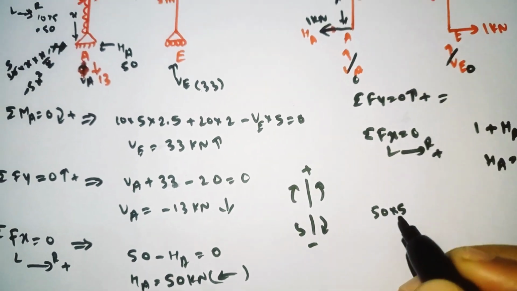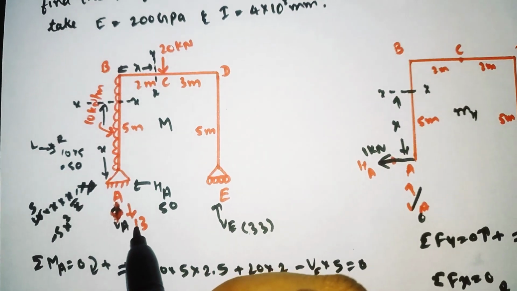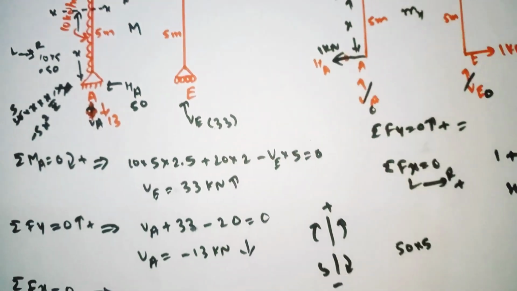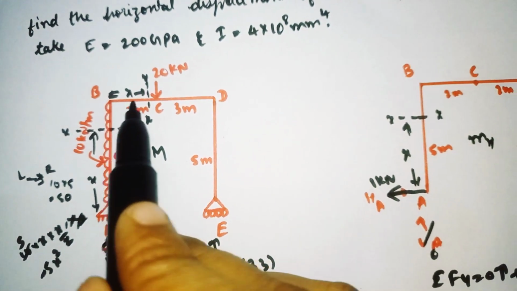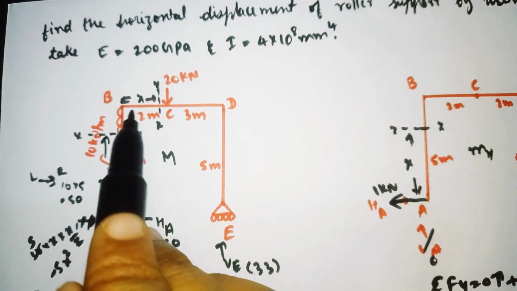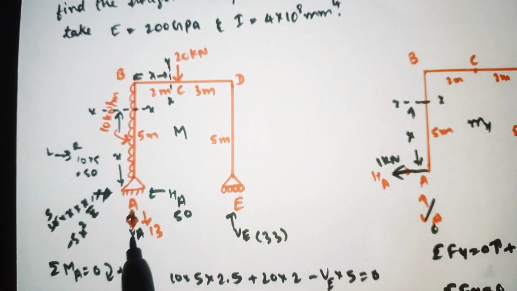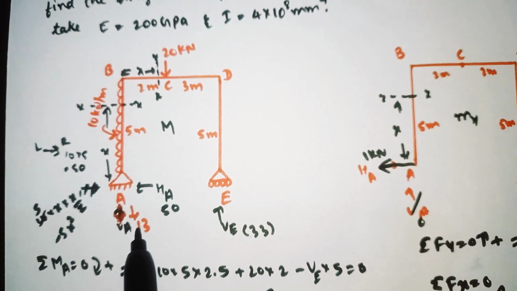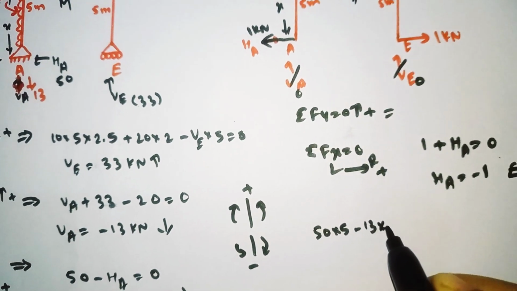So I will write it here, 50 into 5. Here VA is also acting, and it is moving downward. It means we need to take the negative, which is moving downward. So VA into the perpendicular distance, which is x, so VA into x with a minus. VA has the intensity of 13, so minus 13 into x.